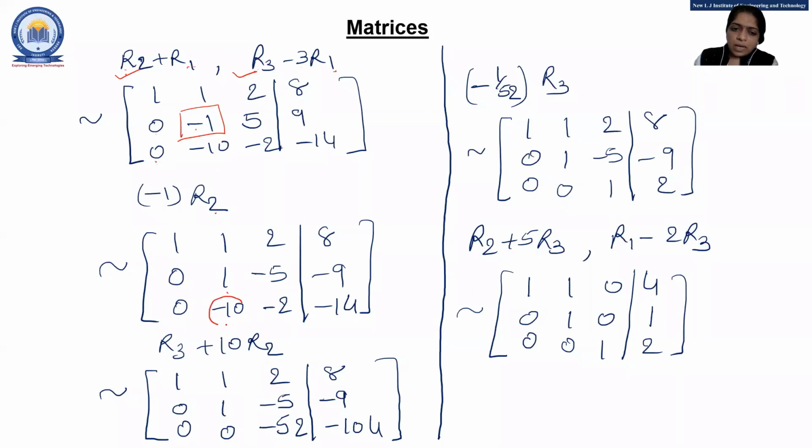For converting -10 into 0, I'm doing one operation in the third row, that is R3 plus 10R2. So this -10 is converted into the 0 form. Now the next move, I want to convert this -52 into 1. So by doing -1/52 times R3, this is my row echelon form, students. This is my row echelon form.